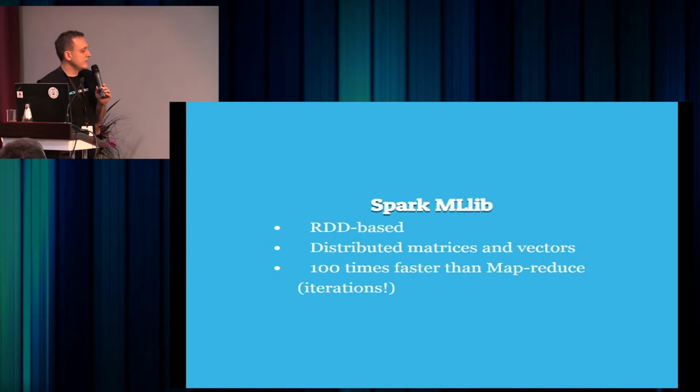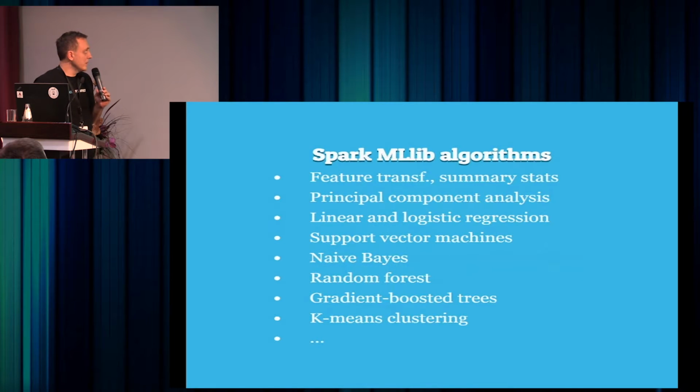MLlib is RDD based. RDDs, for those of you who haven't been at the previous lecture, are resilient distributed data sets, which are distributed collections. They are lazy. There are transformations. You can make new RDDs from existing ones: map, reduce, group by key, and so on. But those are mostly for unstructured data. Spark MLlib has distributed matrices and vectors implementations, and as I said, it can be 100 times faster than MapReduce if the data is cached.